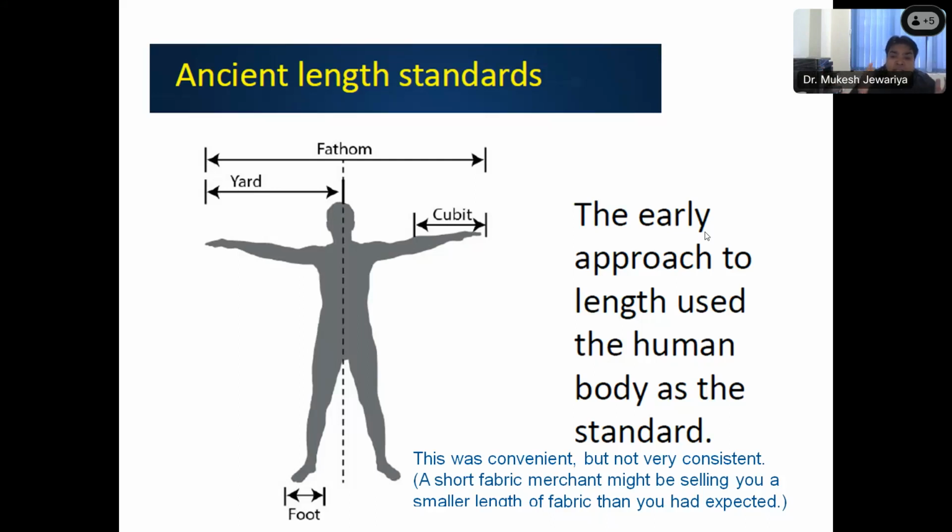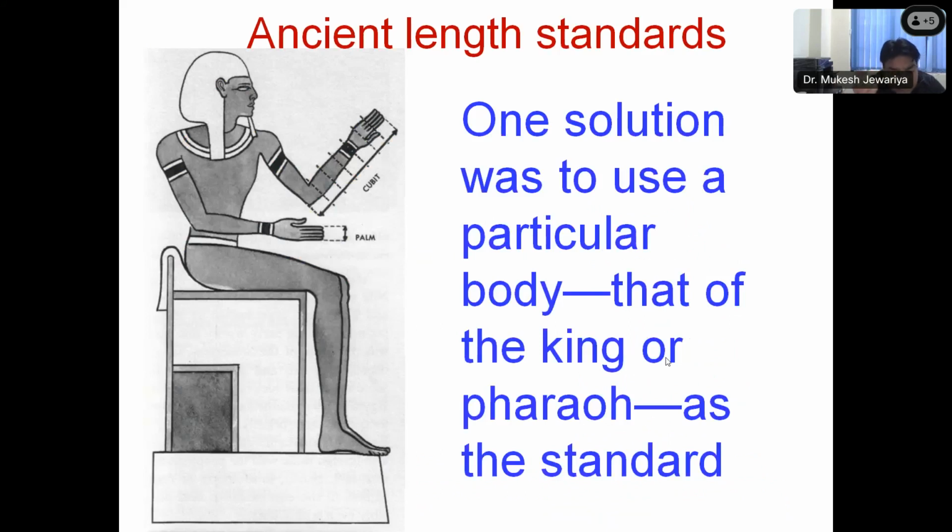So the king of one place is also different from the king of another place. So body parts are not the right way to choose the standard. But in ancient times, because there was no artifact and no standard, people chose body parts. Then, instead of a common person, they said a king, known as pharaoh. So pharaoh is a single person, because there is one king everywhere.